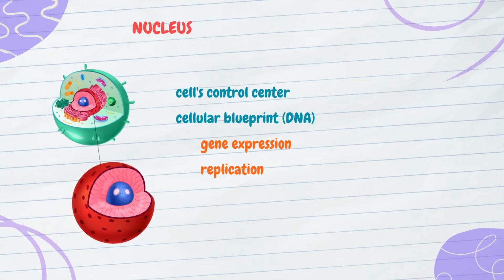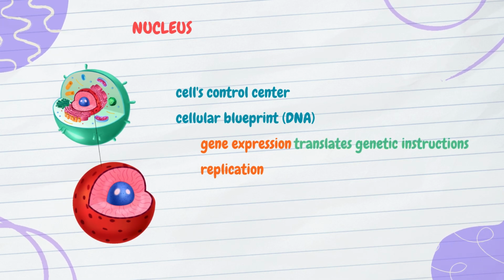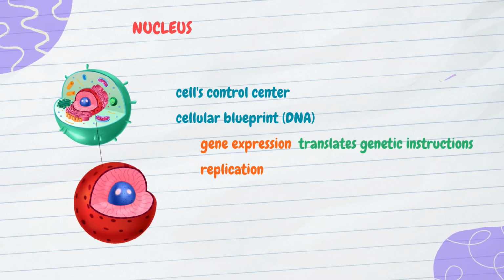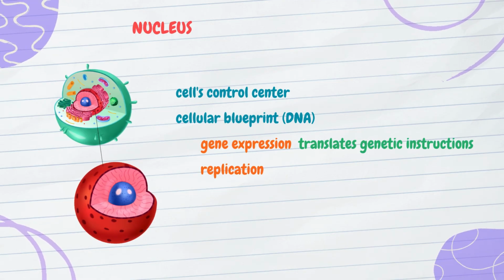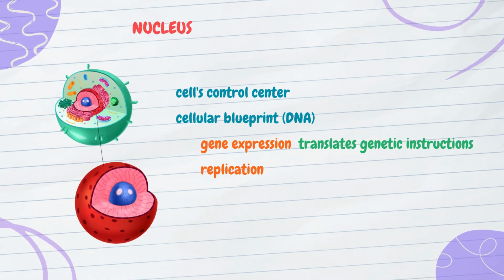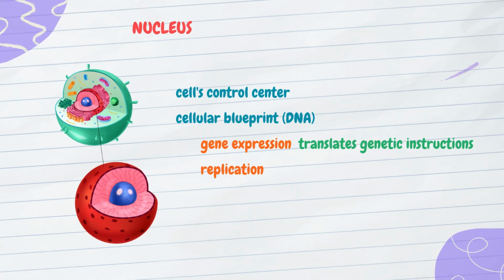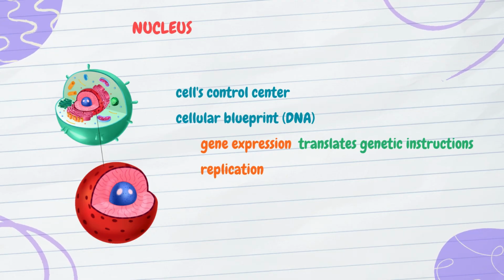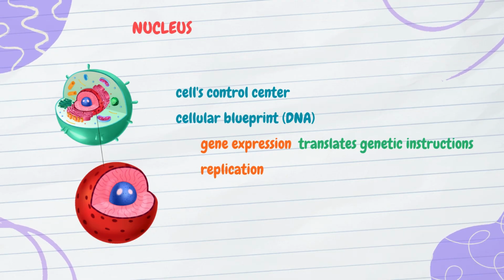Gene expression can be thought of as the cellular language that translates genetic instructions into tangible actions. Genes, segments of DNA that carry specific instructions for making proteins, are selectively read and activated. This activation initiates a series of events that ultimately lead to the production of proteins, the molecular machines that carry out essential functions within the cell.